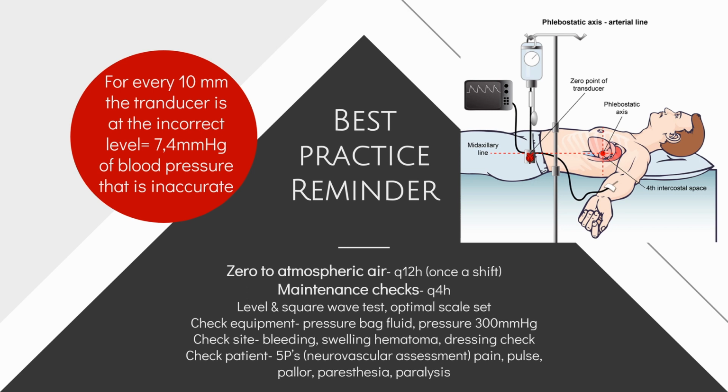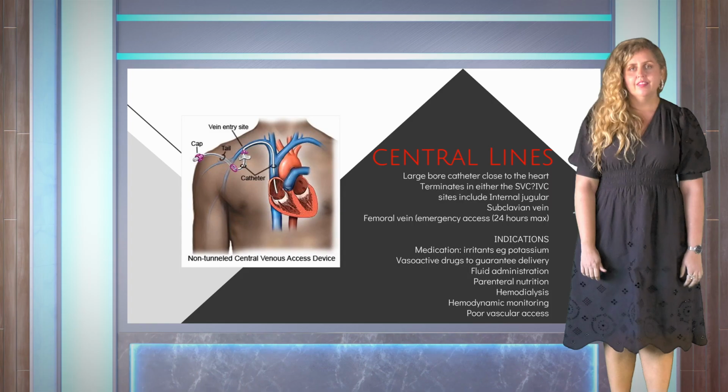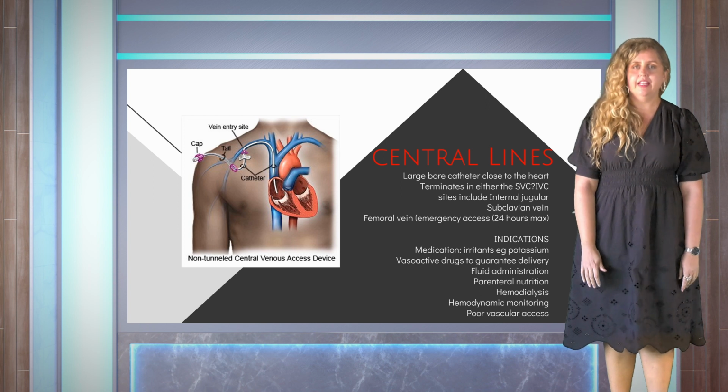Check the site of the arterial line for bleeding, swelling, hematoma. Do a dressing check at the same time. And then, of course, check the patient themselves for the 5 Ps of the neurovascular assessment, which are pain, pulse, paresthesia, paralysis. Let's move on to central lines.